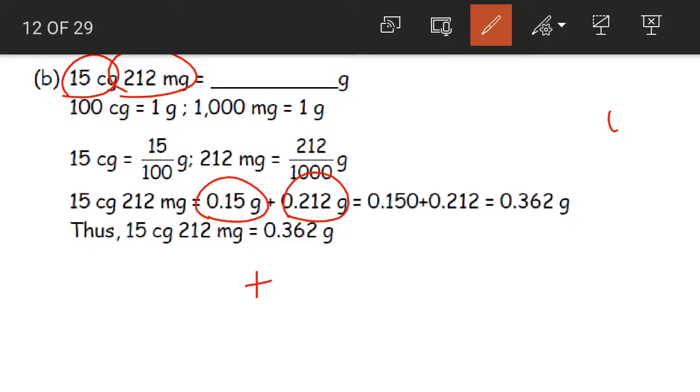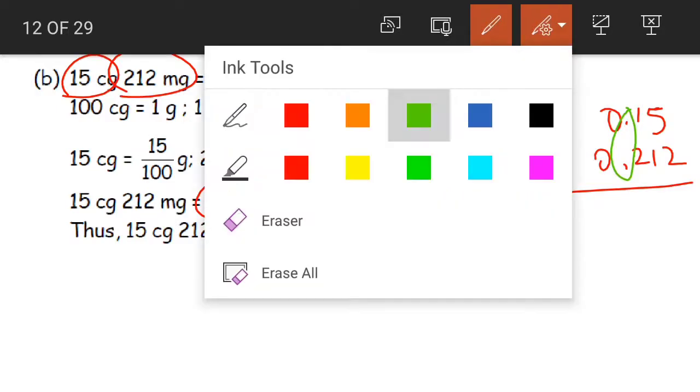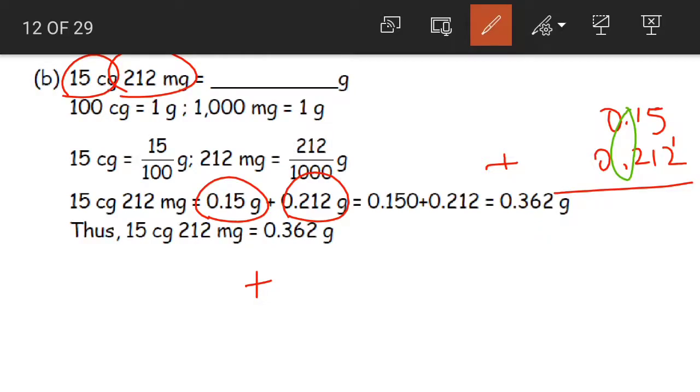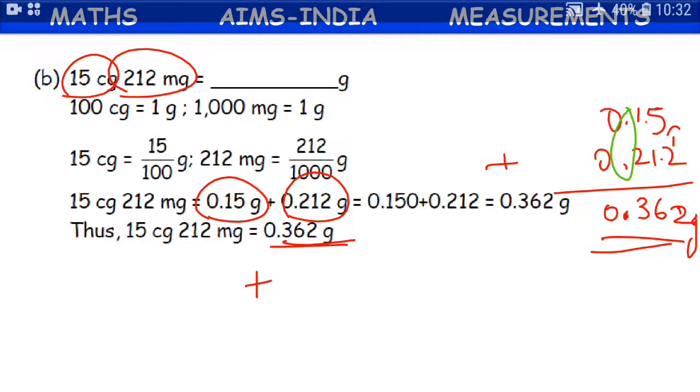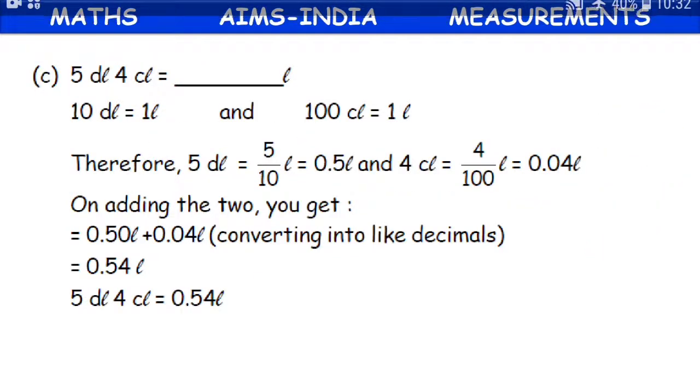Now lastly, we need to add these two together. 0.15 plus 0.212. While adding decimal numbers, make sure that both the decimal points of the given numbers are at the same place. Now how to add here, children? Above 2 we do not have anything. So 2 as it is. 5 plus 1 is 6. 1 plus 2 is 3. 0. The answer becomes 0.362 grams. Is this clear? The final answer is 0.362 grams.